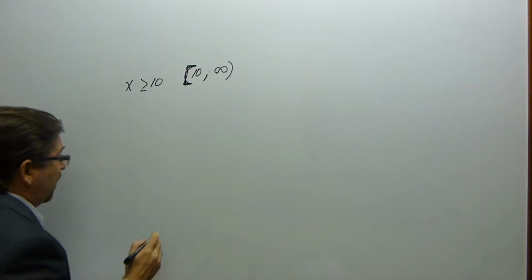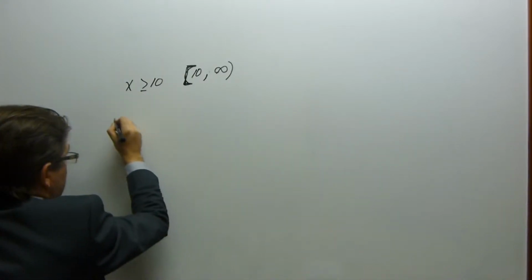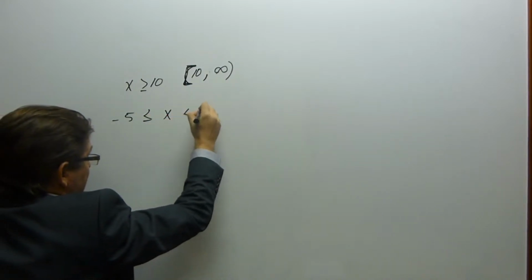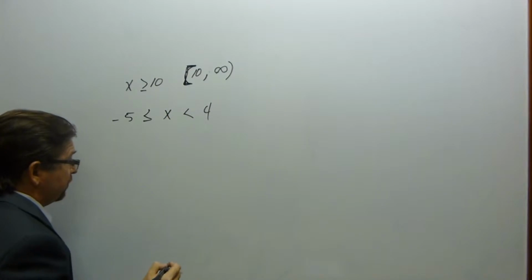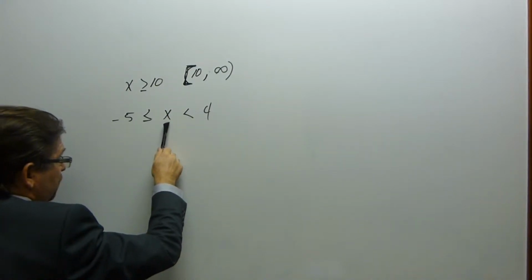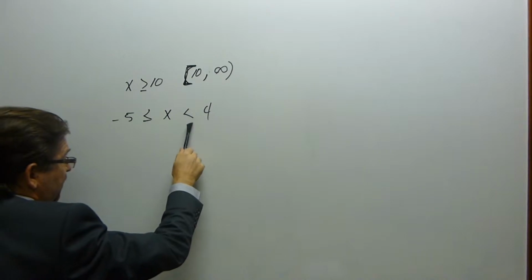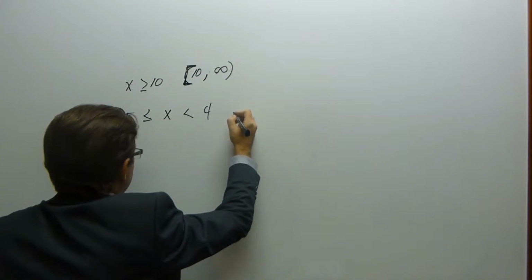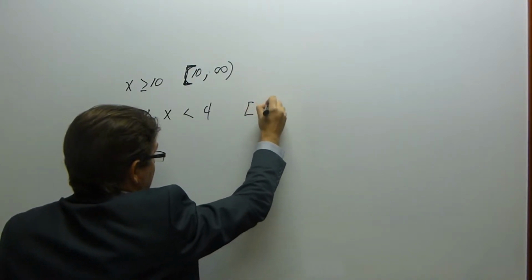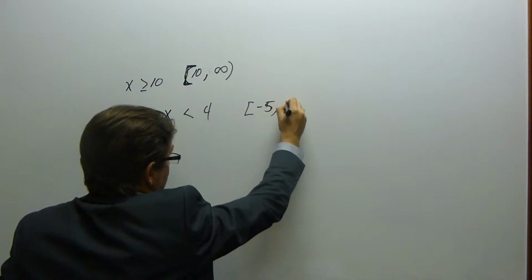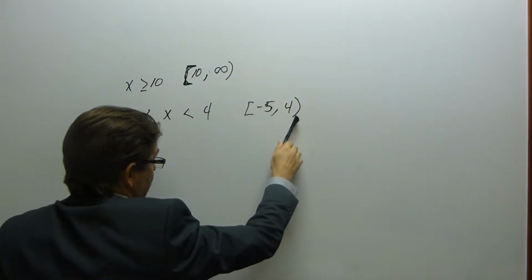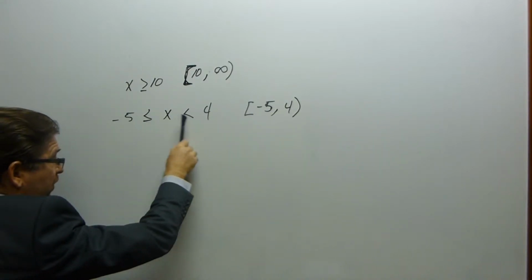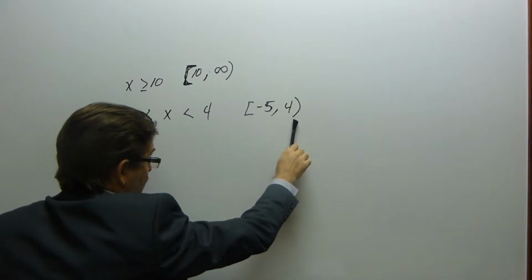Okay, what if I have negative 5 is less than or equal to x, which is less than 4. So x is greater than or equal to negative 5 and less than 4. In that case, we would write square bracket, negative 5, comma, 4, curved parenthesis. Because we're including the negative 5, it can be equal to negative 5, we can't be equal to 4, so we go up to 4, but not quite.